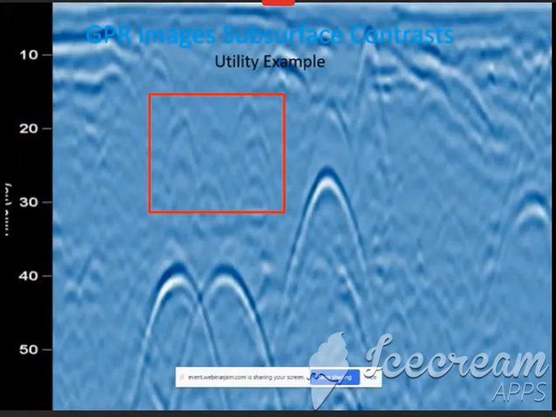I want to emphasize that those are real objects in the subsurface. I've heard people say phantom hyperbolas. I don't know what those are, but I don't believe that phantom hyperbolas exist. A hyperbola, whether it's strong or weak, is a reflection from an object. The strength of the hyperbola is due to the contrast between that object and the surrounding soil, as we've been discussing.